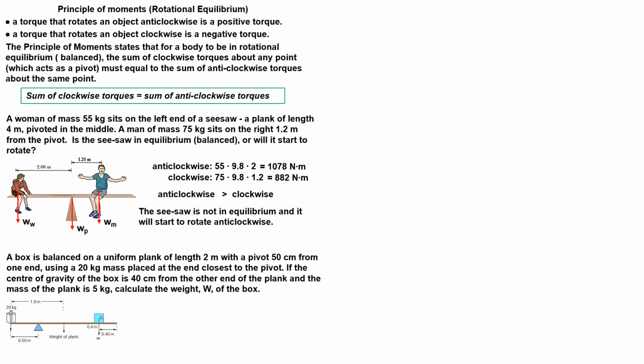In rotational equilibrium problems, we always start our answer by stating the sum of the clockwise moments is equal to the sum of the anti-clockwise moments. We now take the torques about the pivot. One force acts anti-clockwise, the weight of the 20 kilograms mass at 0.5 meters. Two forces act clockwise, the weight of the plank at a distance of 0.5 meters and the weight W at a distance of 1.1 meters.